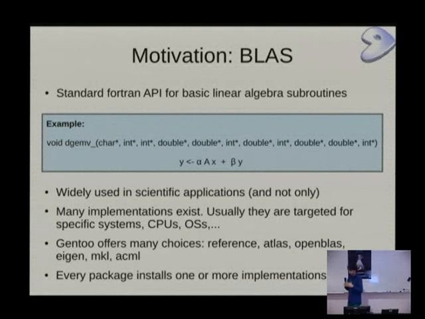For instance, reference is the reference Fortran implementation. Then we have Atlas, OpenBLAS, Eigen. MKL, for instance, is the Intel closed source implementation. And I have to say that most of these packages install many implementations. For instance, MKL installs 18 different implementations compiled with different compilers, with different flags, for different architectures. Atlas, for instance, installs 2 implementations, a serial one and a multi-threaded one. So we have lots of possibilities.